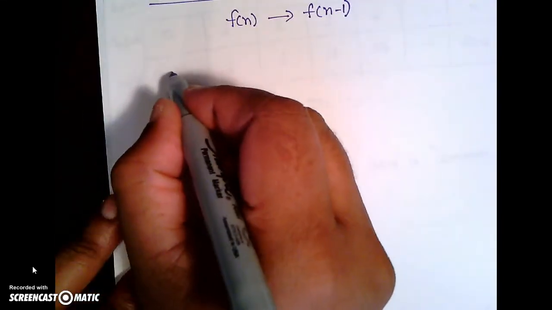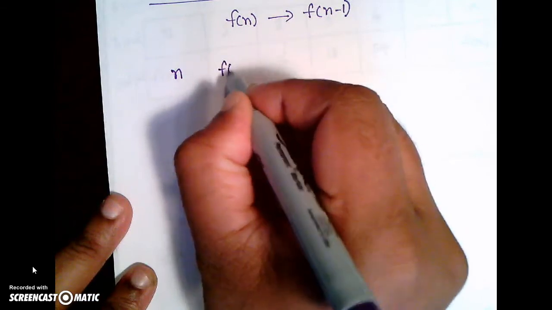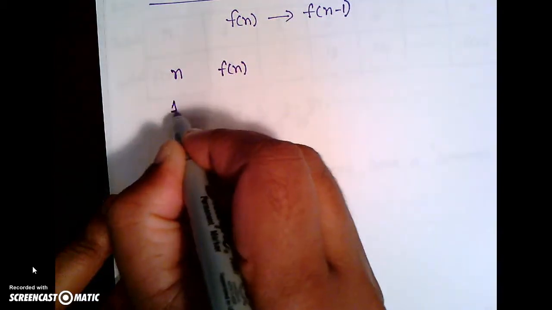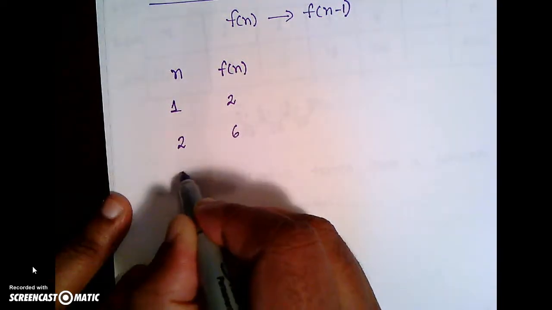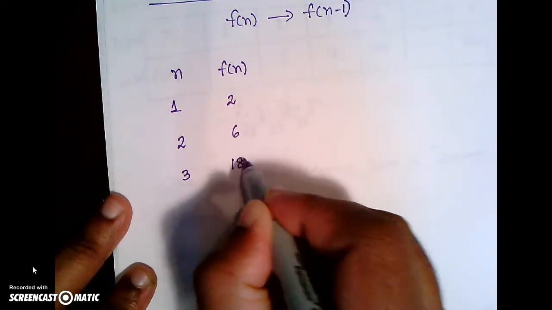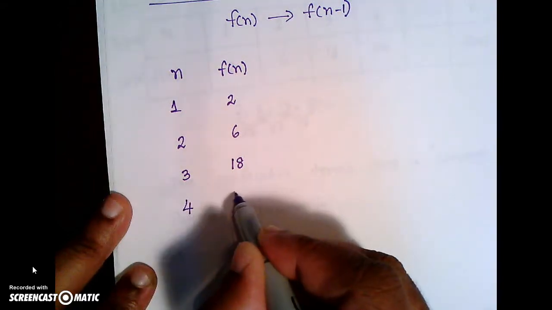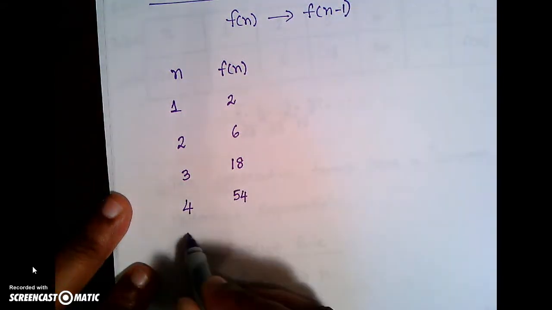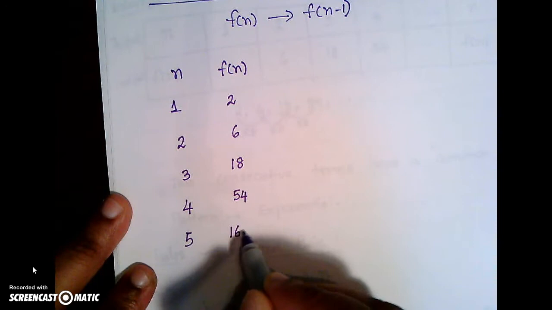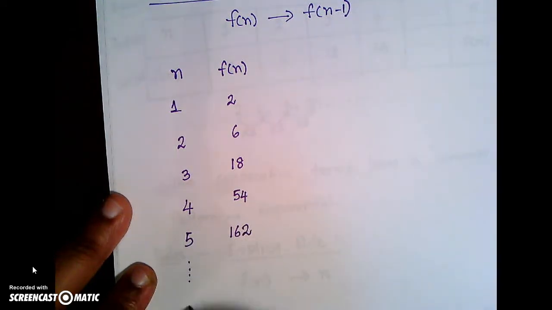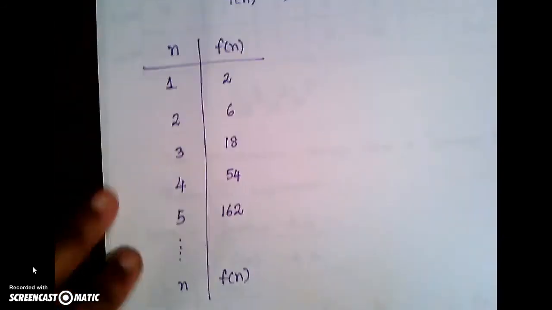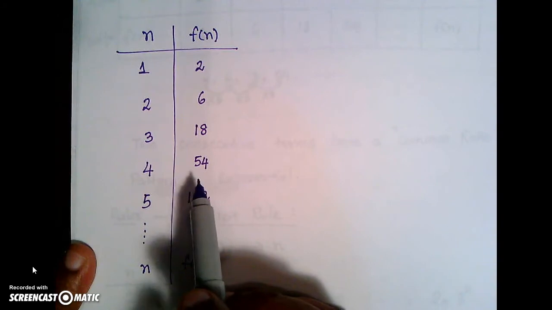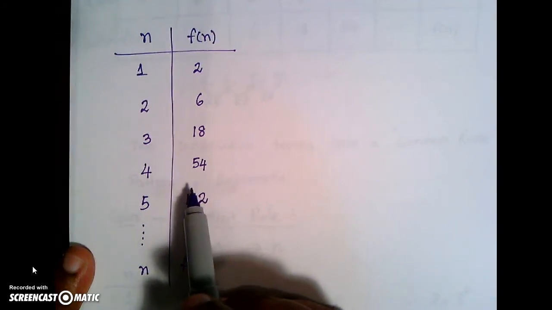So let's rewrite our sequence. My first term was 2, my second term was 6, my third term was 18, fourth term was 54, fifth term we figured it out, 162. It will go on and on up to f of n, right? So this is my sequence. So now how do I write my recursive rule?